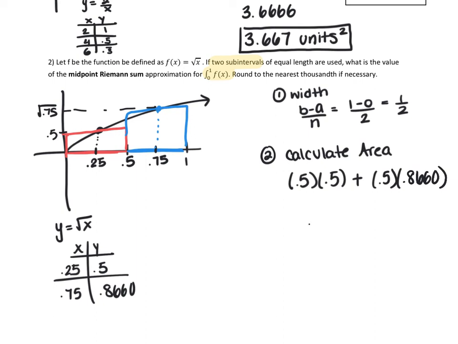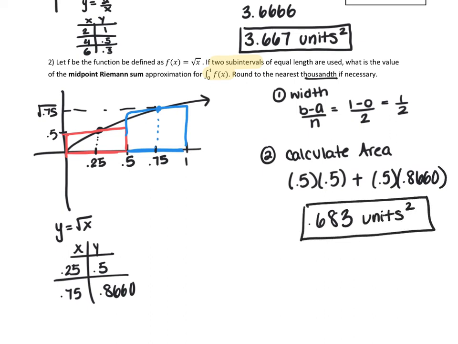All right, so you should have gotten 0.683 actually, which is perfectly rounded to the nearest thousandth, and we should write units squared. So that is your area using midpoint Riemann sums. Take a look at the left and the right and see if this 0.683 is somewhere in the middle, because that should make most sense, right? It's halfway between the left Riemann sum and the right Riemann sum.